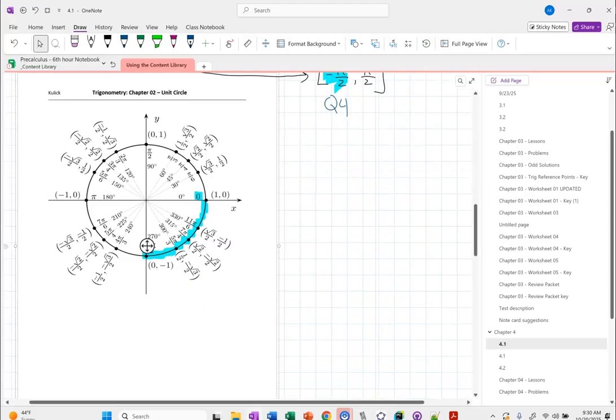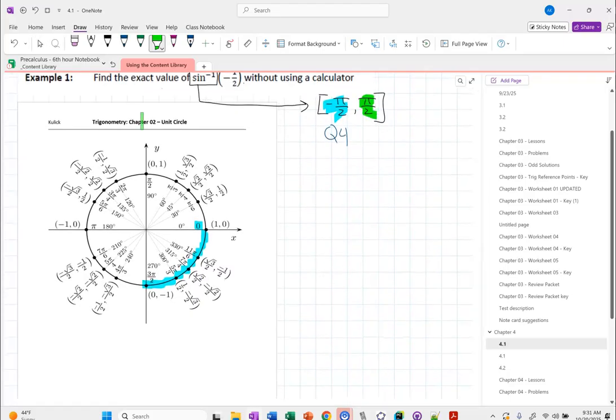Okay. Now I'm going to figure out what quadrant is covered by π/2. So I do the same thing. I start at 0, and I rotate counterclockwise this time because it's positive, ending at π/2. And I covered quadrant 1. Is everybody okay with that? So the answer that I'm looking for has to lie in either quadrant 4 or quadrant 1. Everybody good with how I figured that out? Okay.